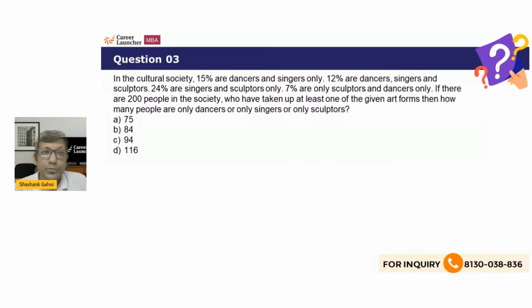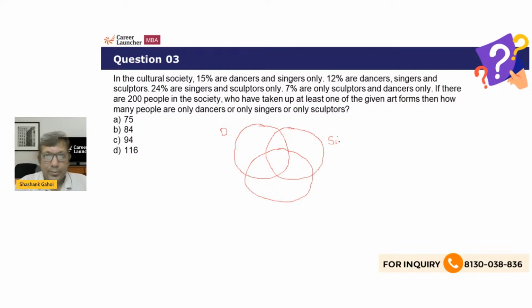Now, there is a society. There are dancers, there are singers, and there are sculptors. So basically there are three varieties of people. What I'm going to do is draw the Venn diagram with three categories. One category is going to be dancer, the second category is going to be singer, and the third category is going to be sculptors.